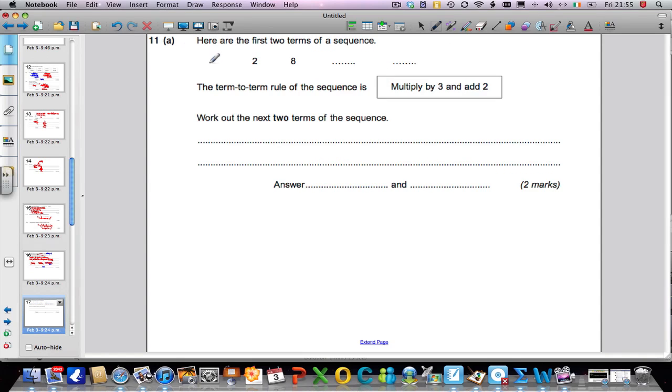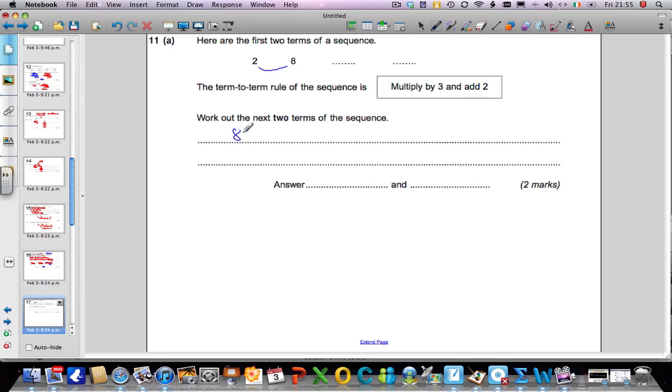Right, next one, 11a. We got the first two terms of a sequence are given, and it tells us the term-to-term rule. So in other words, to get from one term to the next, we got to multiply by 3 and add 2. Let's just check if it works here. Well, 2 multiplied by 3 is 6. 6 add 2 is 8. So yeah, that works. And it asks us to work out the next two terms in the sequence.